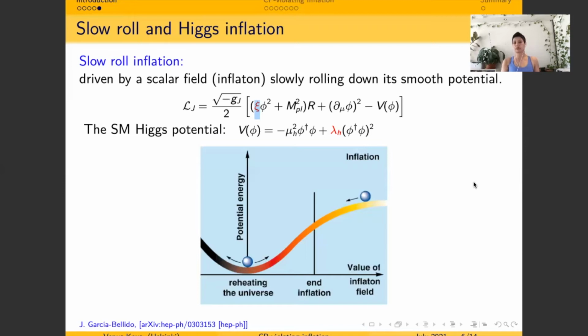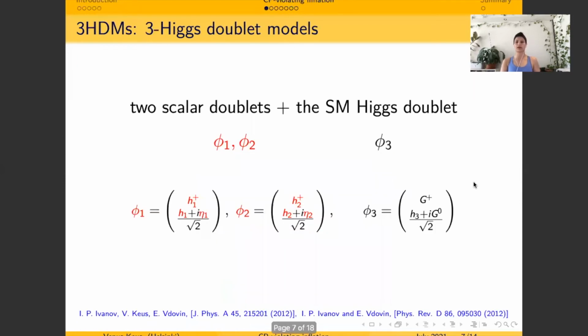So the solution would be to extend the scalar potential. And as I briefly try to motivate different extensions of the standard model, I'm hoping to be able to convince you that a 3 Higgs doublet model is the best motivated and the minimal scenario for addressing not just the inflationary deficiencies of the standard model, but many other shortcomings. So what I'm trying to do here is extend the scalar sector by adding 2 extra doublets with basically the same quantum numbers as the Higgs doublet.